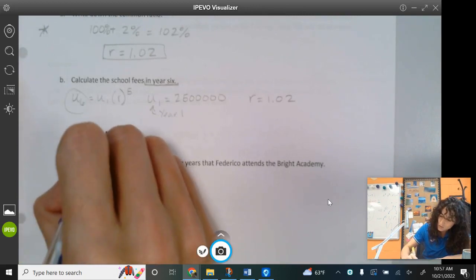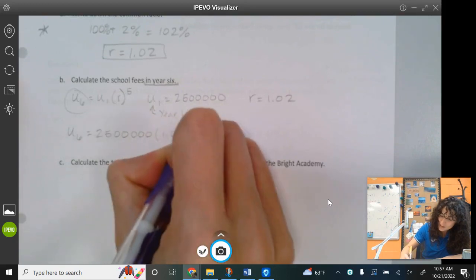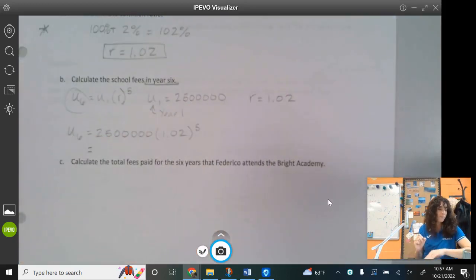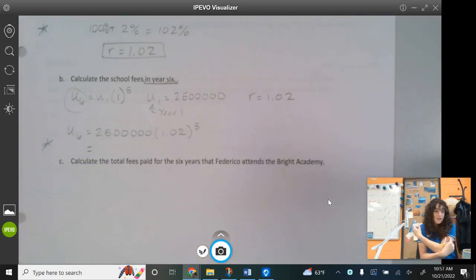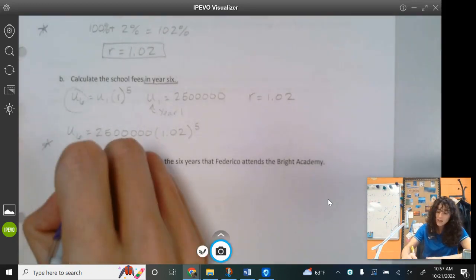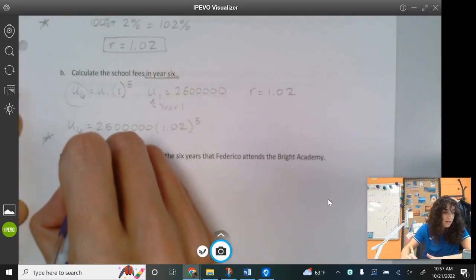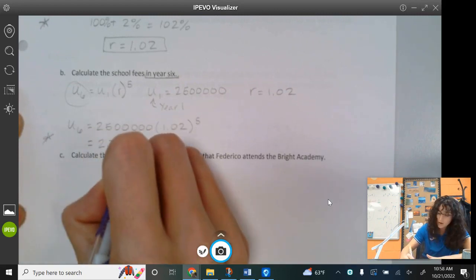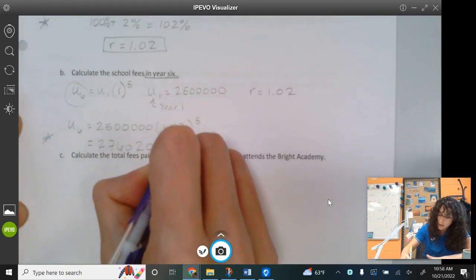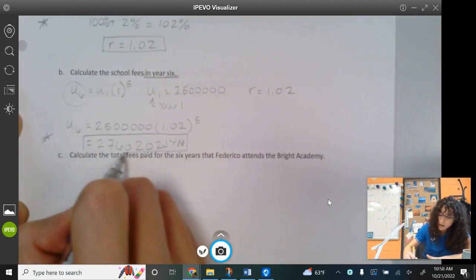Awesome. That's 2,500,000 times 1.02 to the 5th power. Okay, go ahead and calculate that and tell me what you got. If I wanted it to the nearest yen, that would be 2,760,202 Japanese yen.